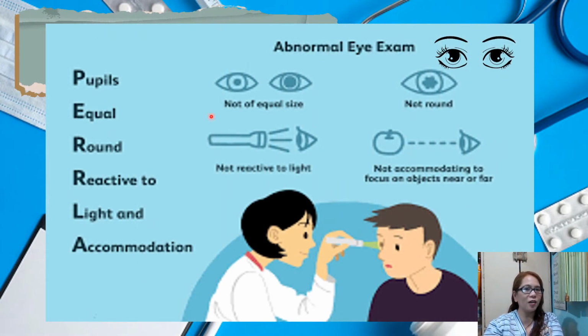Okay, let me share to you this mnemonic, no? The mnemonic that you have to remember when you are checking the pupil of your patient. Remember the PERLA. So, PERLA stands for pupils equal, round. Of course, that is the shape of the pupil. And it should be reactive to light and accommodation.